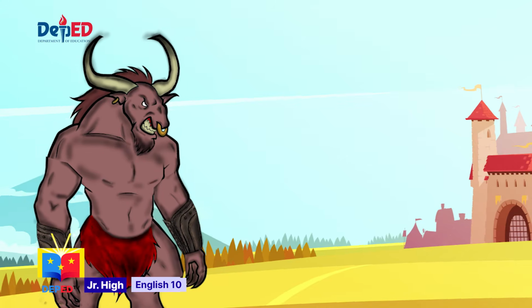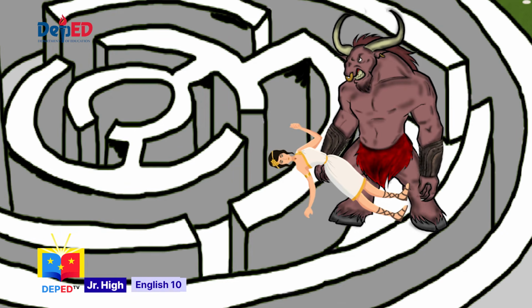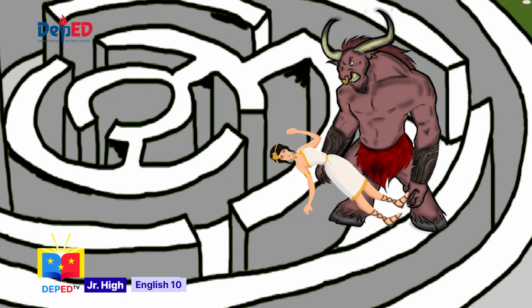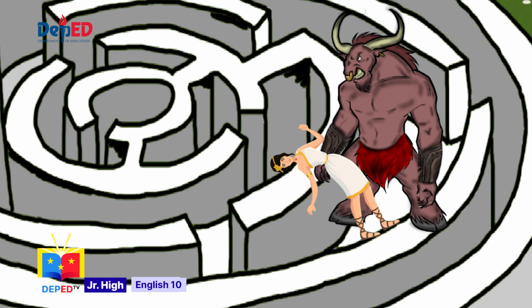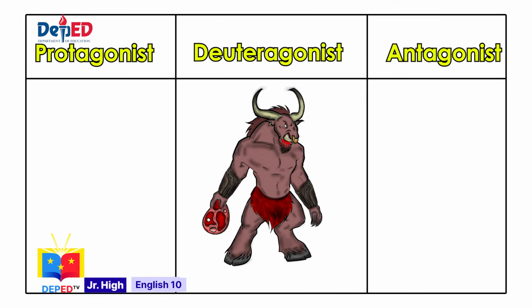The Minotaur was a half-man and half-bull monster that was known for its craving to kill innocent victims and devour human flesh. It is the antagonist because it was the primary reason why the labyrinth in Crete was created. Remember, an antagonist could be any character who plays the second most important role in the story.